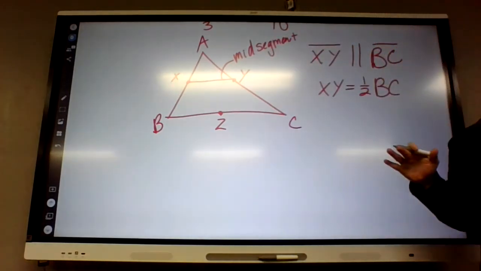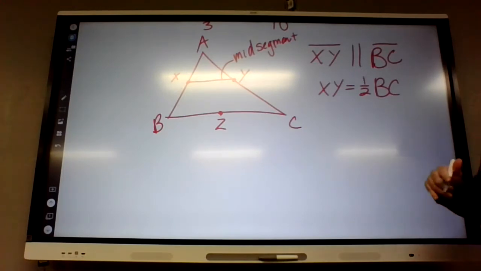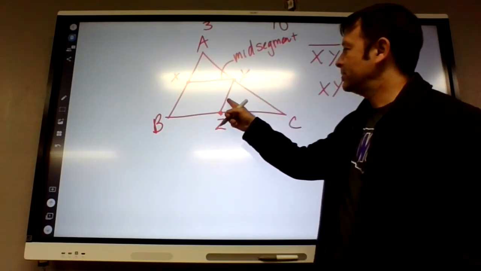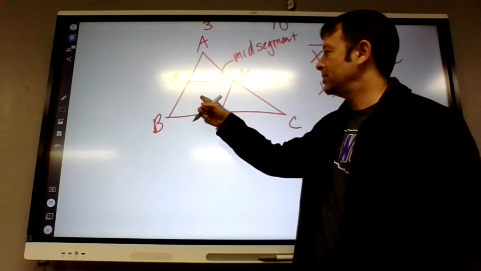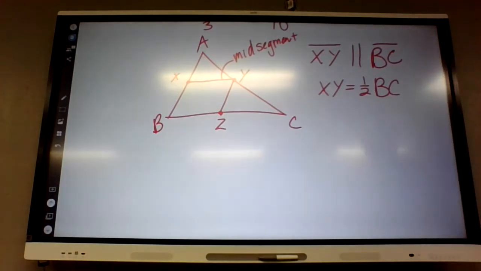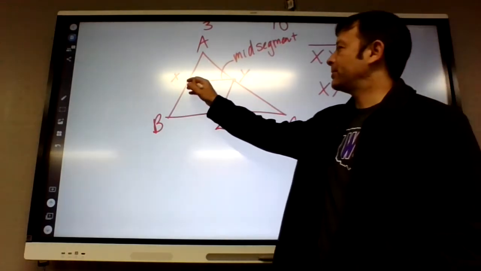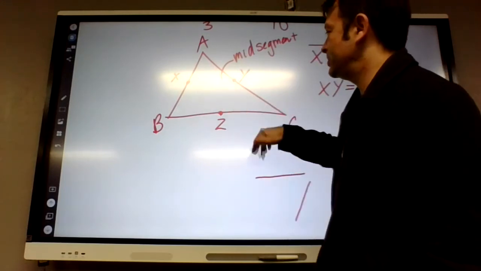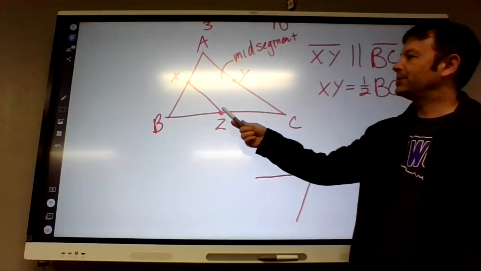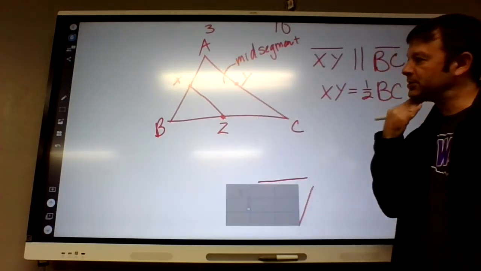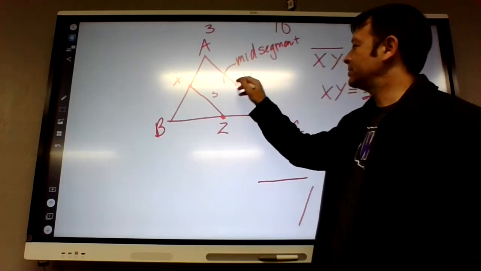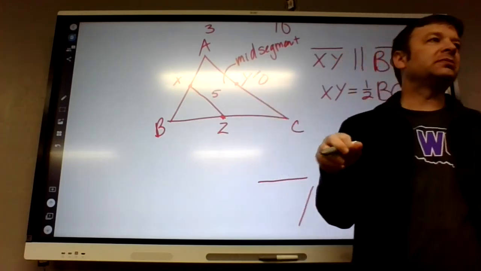Okay, because it goes through the midpoints. So it doesn't have to be these two midpoints. If I drew from Y to Z, this is parallel to that. You guys see it? And also YZ is half as long as AB. And same thing, if I drew in XZ, it would be parallel to AC, and it's half as long as AC, or AC is twice as long as XZ. Got it? So if this is 5, this is 10.